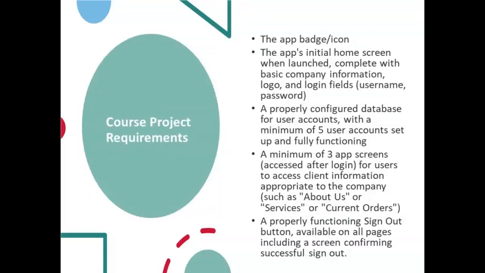What do you have to do? This is the entire course project requirements. You're going to have some kind of app badge or icon or logo. The app's initial home screen when launched, complete with basic company information, logo, and login fields for username and password. A database with a minimum of 5 user accounts. And 3 app screens after login.